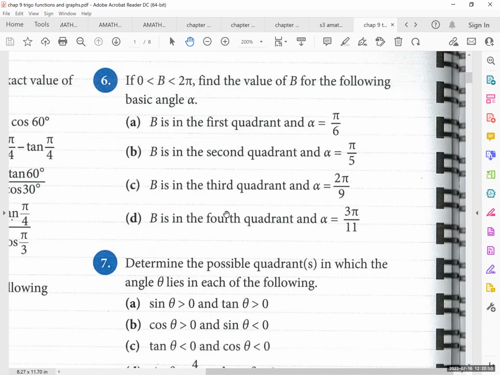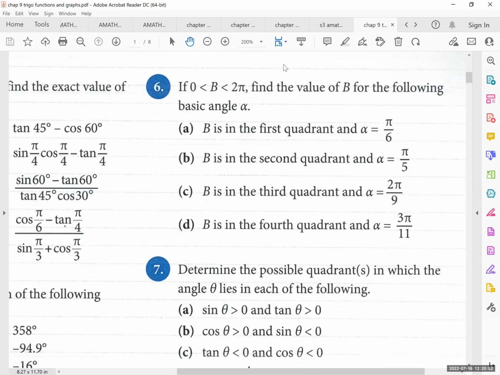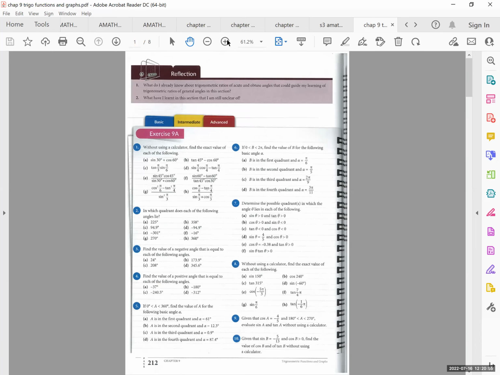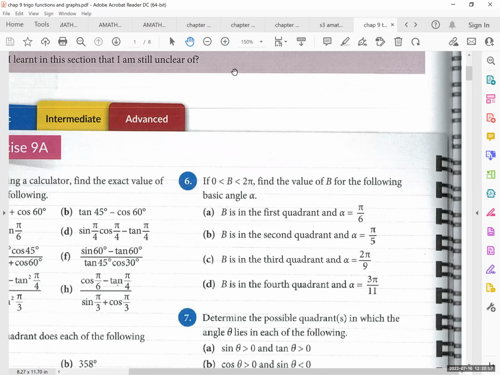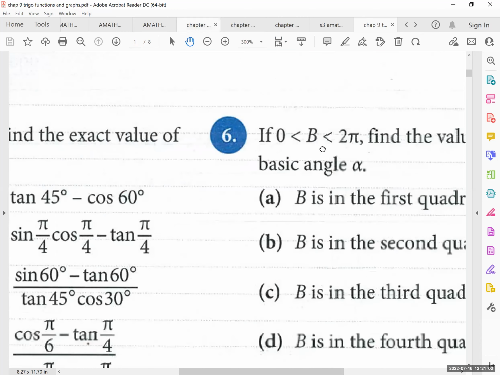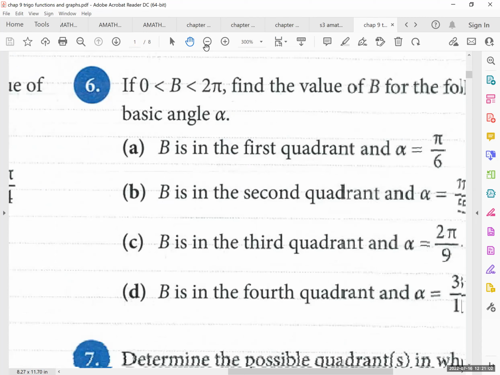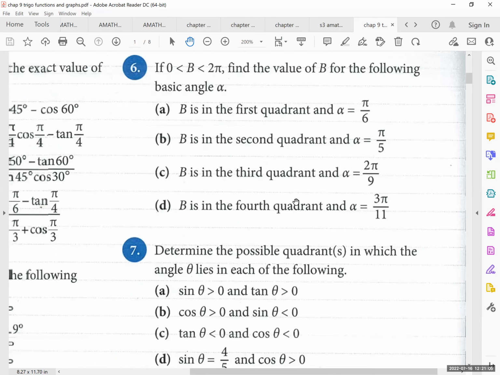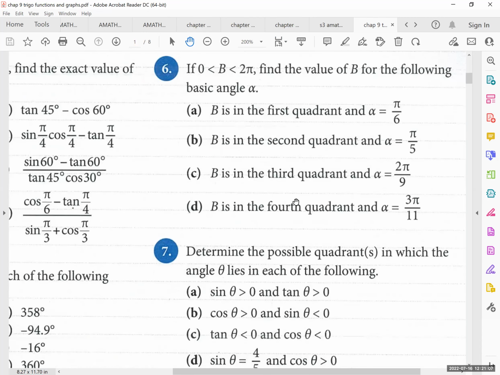I got question 6 all correct. Okay, so question number 6, this is exercise 9A of the think exercise. So you say that you got question number 6 all correct. Come, let's see whether it is a fluke or you really actually got it. Question 6 is pi over 6. No, it's in radians, everything must be in terms of pi. Exact form. First quadrant.